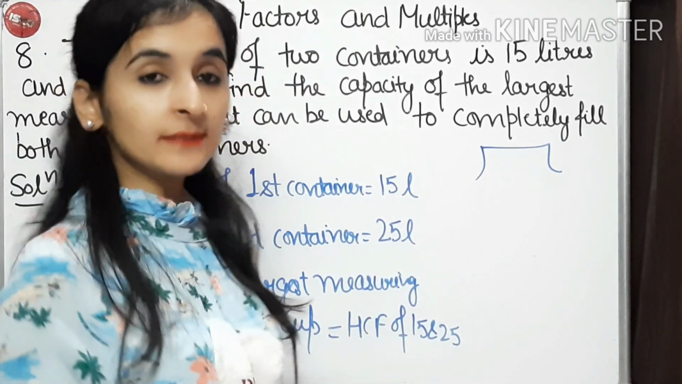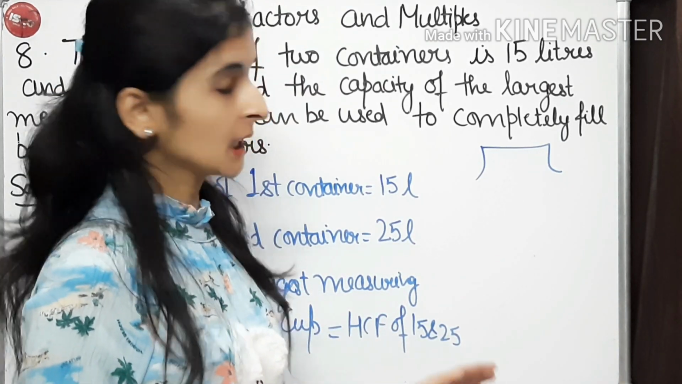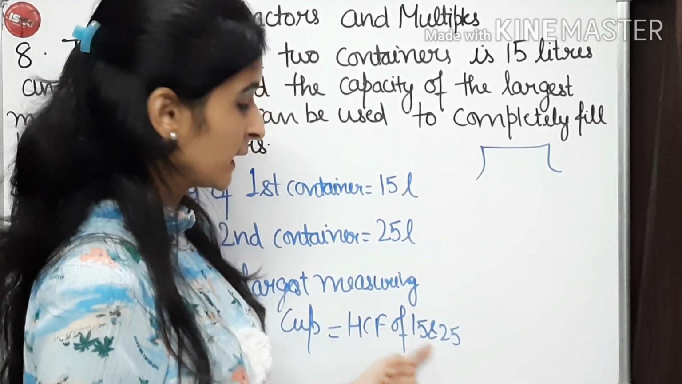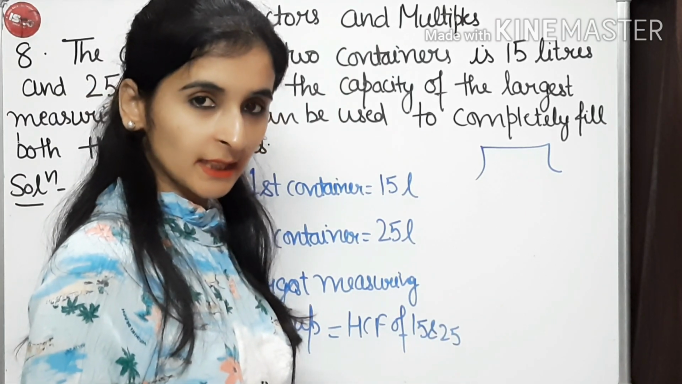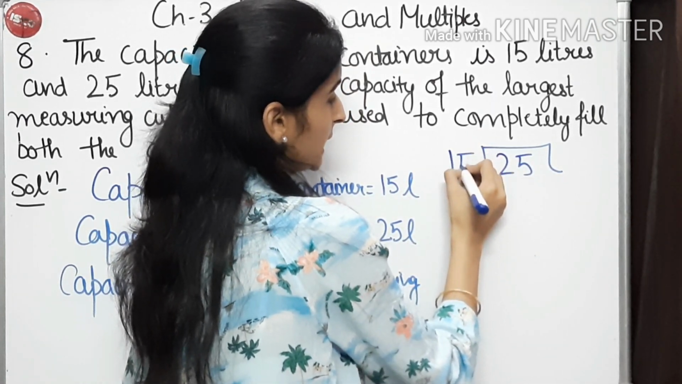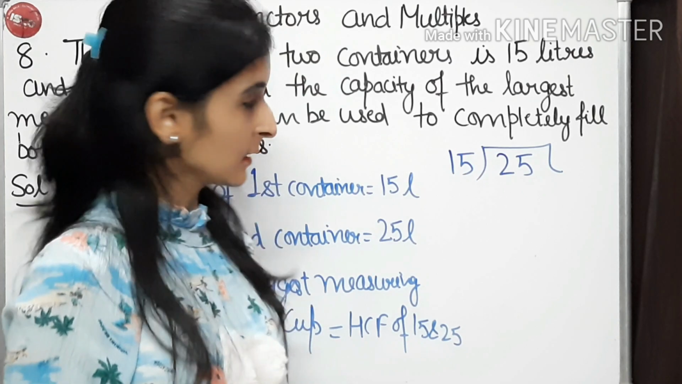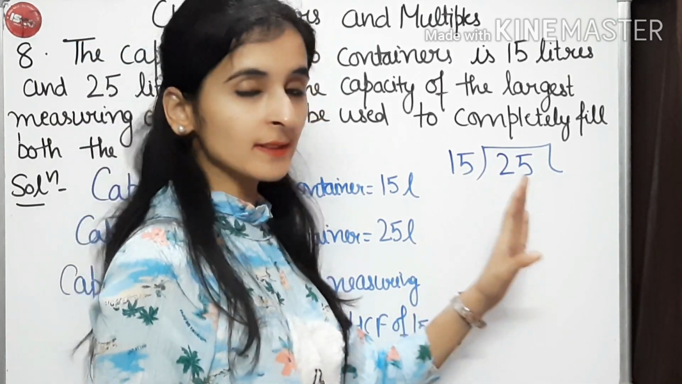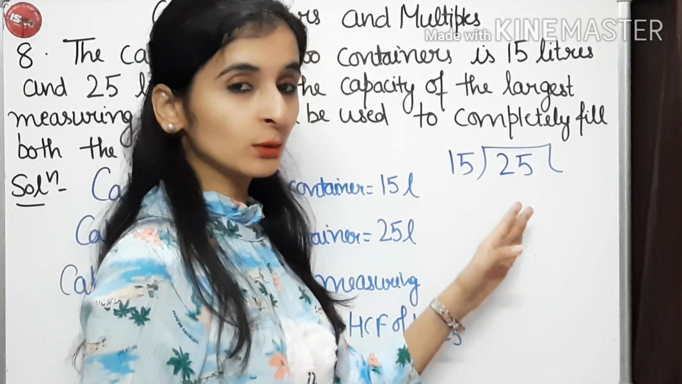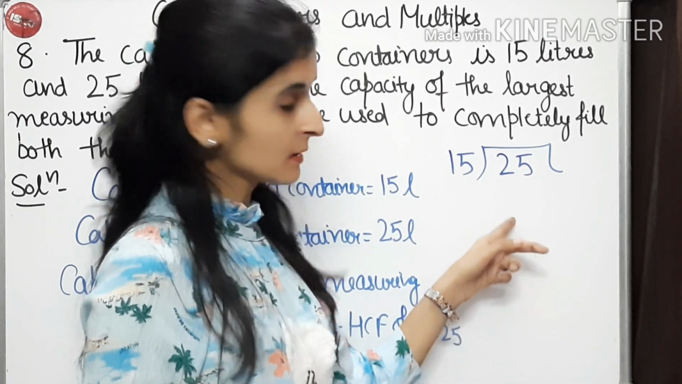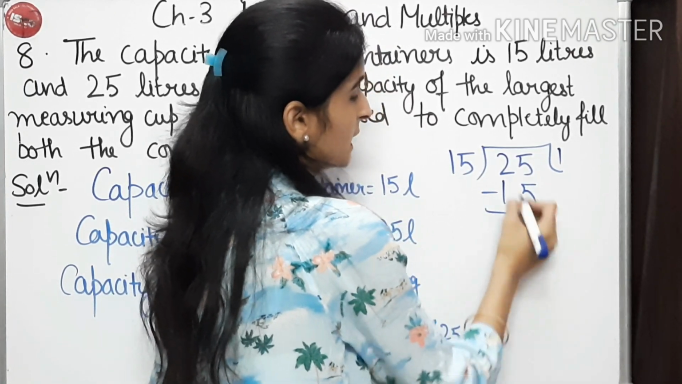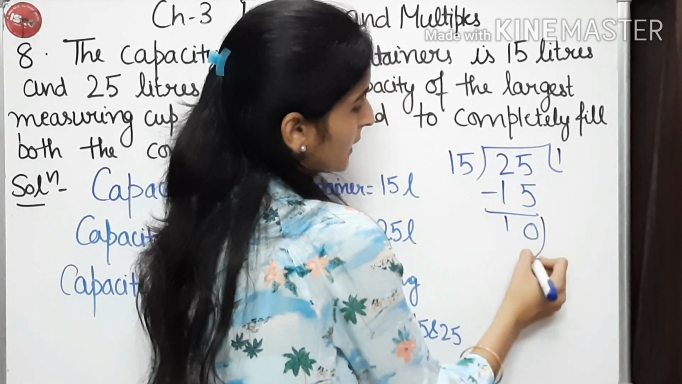What do we do in the division method? The greater number will be the dividend. Which one is the greater number, 15 or 25? 25 is the greater number. So we will take 25 inside and 15 as the divisor. 25 is not divisible by 15, so it will go one time. It is not going 2 times because 15 2s are 30. So 15 1s are 15. 5 minus 5 is 0. 2 minus 1 is 1.